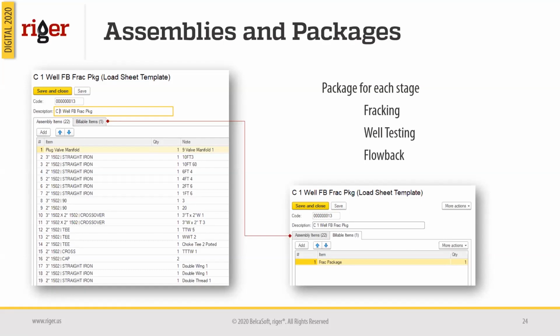So one is the assembly items, and the second is the billable items. Because usually we present in the invoice only a package quantity and price, but we need to track all the serial numbers which we send to the field. So in this case, we just separate them into assembly items and billable items.